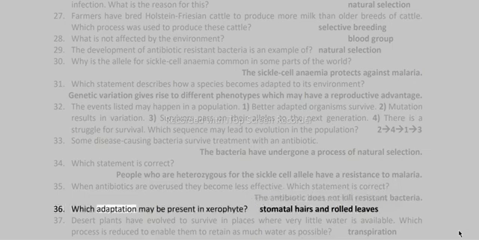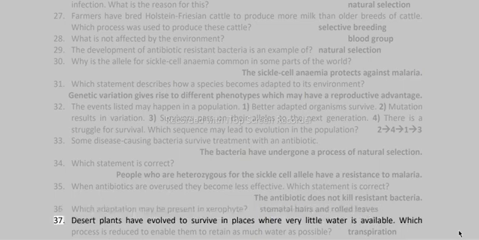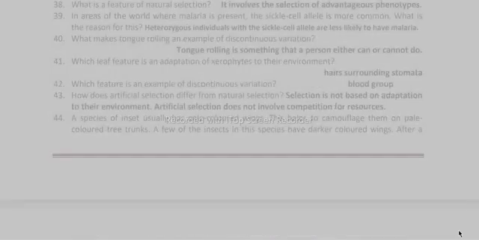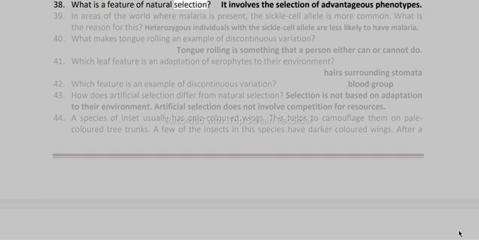Question 36. Which adaptation may be present in xerophytes? Stomatal hairs and rolled leaves. Question 37. Desert plants have evolved to survive in places where very little water is available. Which process is reduced to enable them to retain as much water as possible? Transpiration. Question 38. What is a feature of natural selection? It involves the selection of advantageous phenotypes.